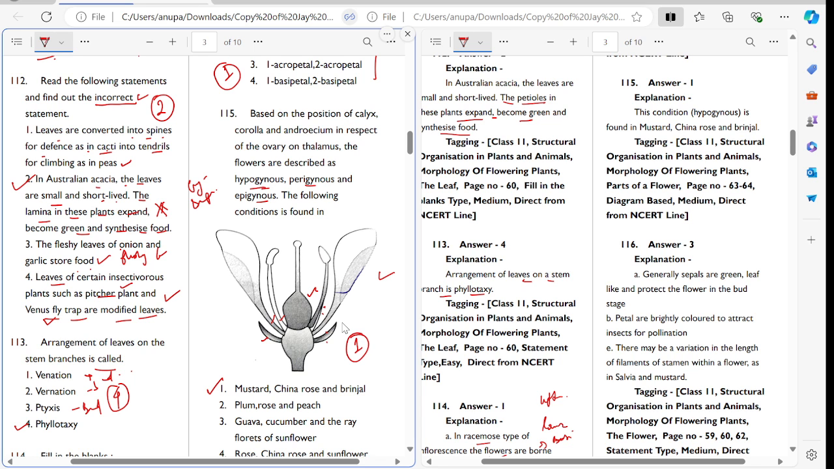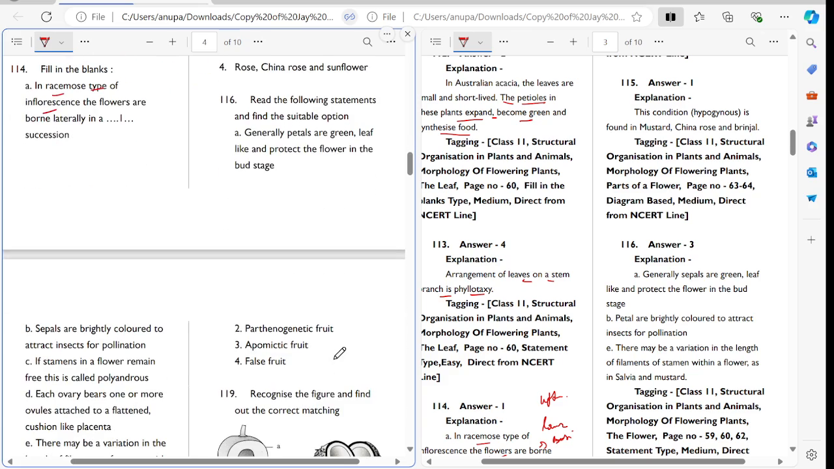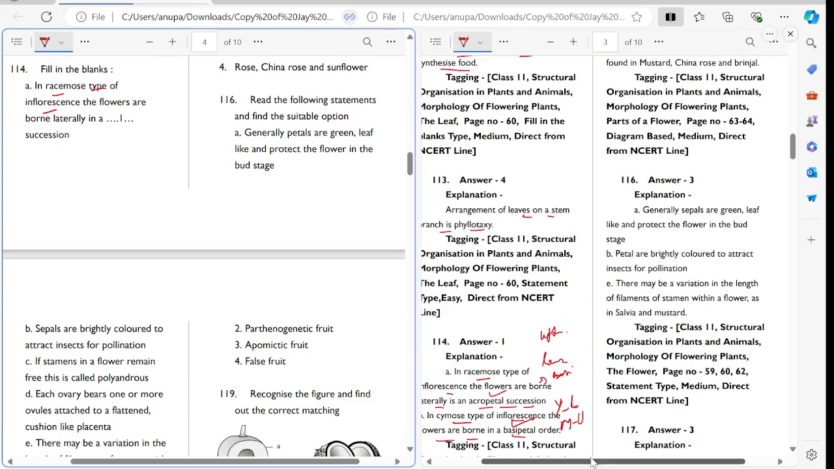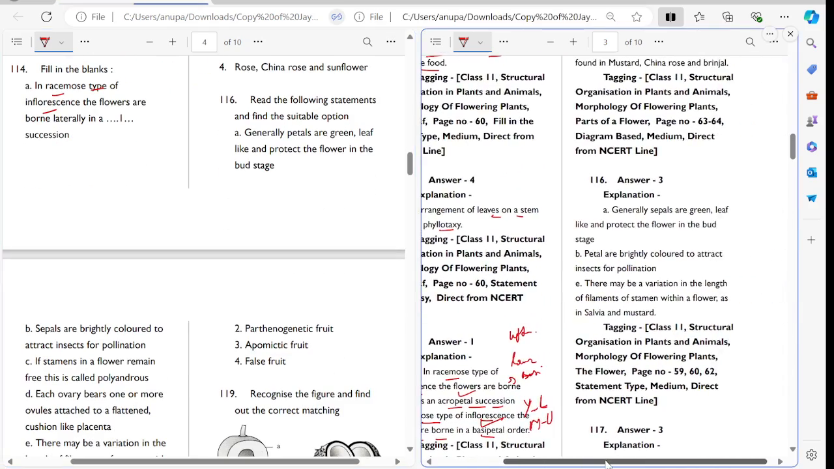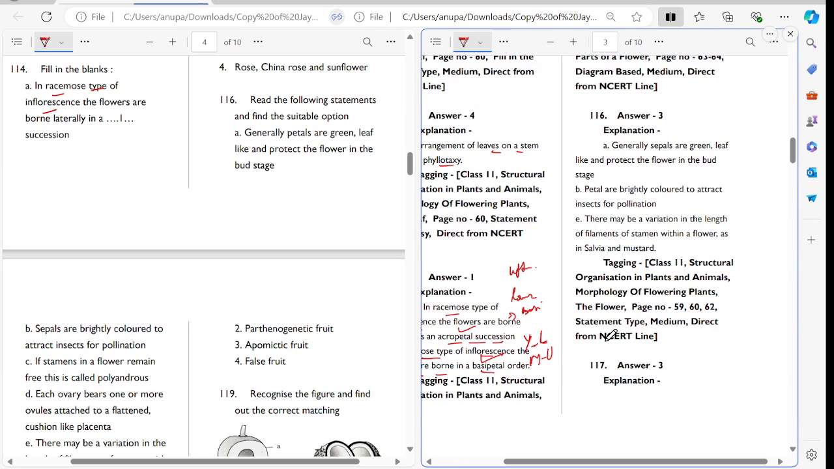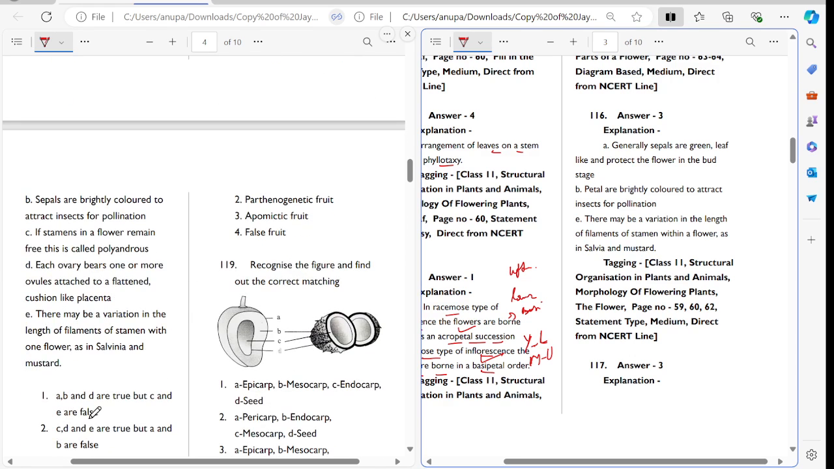Mustard, China rose, and brinjal. Now let's move to the next question, that is question number 116. Question number 116 states: read the following statements and find out the suitable option. We have to read the statements and then find out the options. Options are A, B, and C.